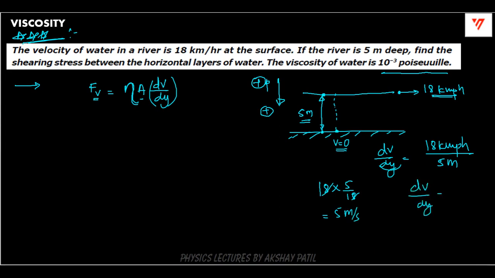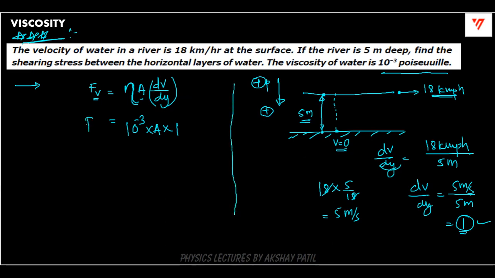The 18 gets cancelled, so it is 5 meters per second, and the velocity gradient here we are getting as 5 meters per second divided by 5 meters. Now it is 1. I will not write its units because it will get too intricate, so I will keep this as it is. Now eta they have given in Poiseuille, which is itself an SI unit, so no need to convert it. So this will be 10 raised to minus 3 into area into 1, since dv by dy we have obtained as 1. And this will be the viscous force.